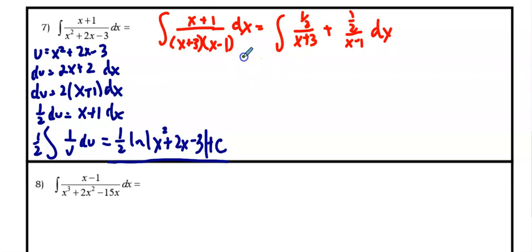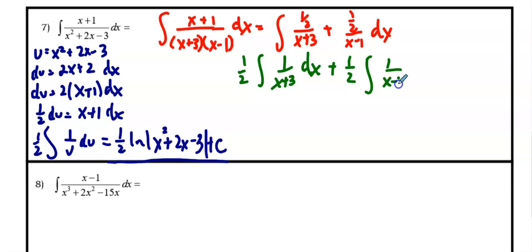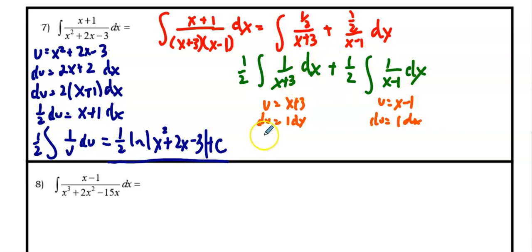So I'm going to go ahead and pull out the 1/2 in this integral. So I'm going to be left with 1 over x plus 3 dx. Go ahead and pull out the 1/2 on this one as well, and you're going to see 1 over x minus 1 dx. We're going to use u sub for these problems. So u is going to be equal to x plus 3, du is going to be equal to 1 dx. For this one, u is going to be x minus 1, du is going to be equal to 1 dx. So we can basically say that this is going to be 1/2 the integration of 1 over u du, plus 1/2 the integration of 1 over u du.